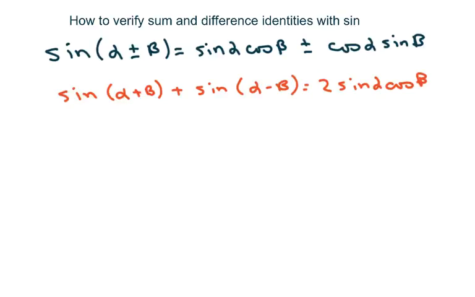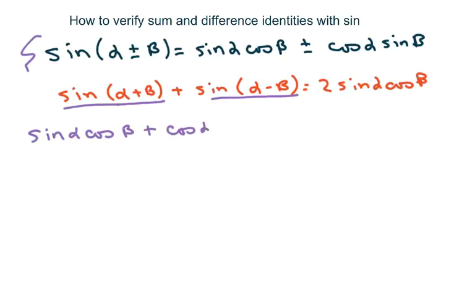Everyone, we're going to verify sum and difference identities with the sine formula here. We're using this one, and these are a little more complicated than the ones we did earlier. So basically we're just going to write this out using our formulas here. So this first part is with the plus. So we're going to write sine of alpha cosine of beta plus cosine of alpha sine of beta.